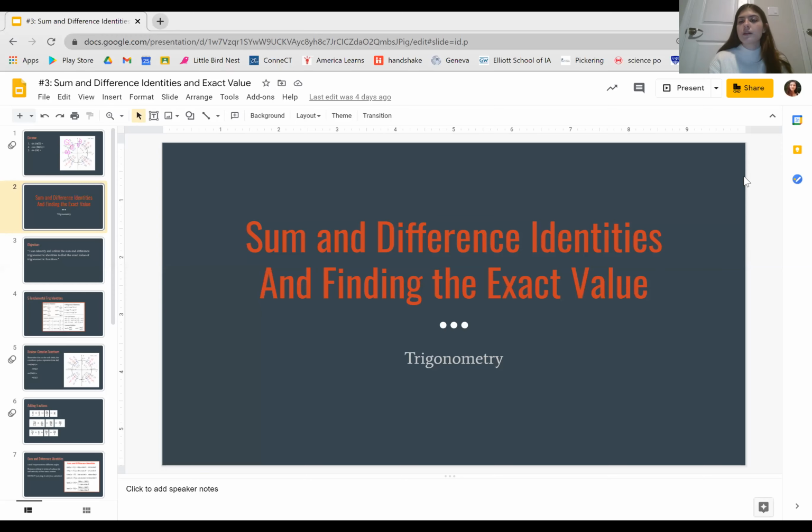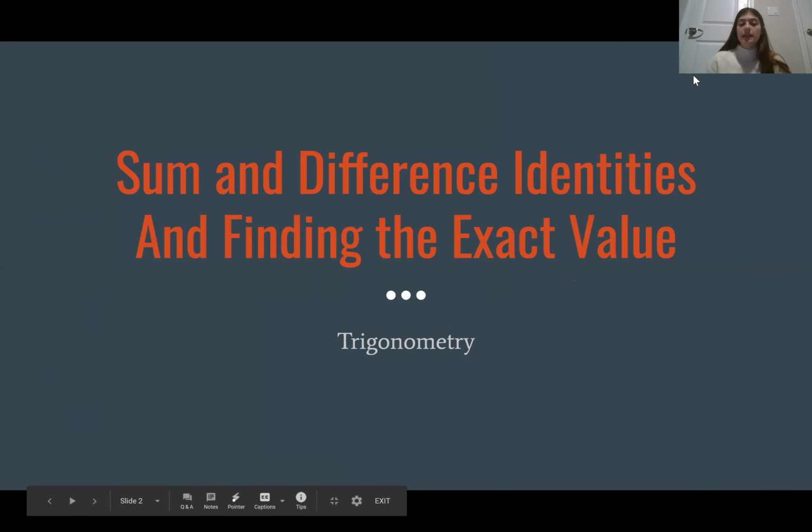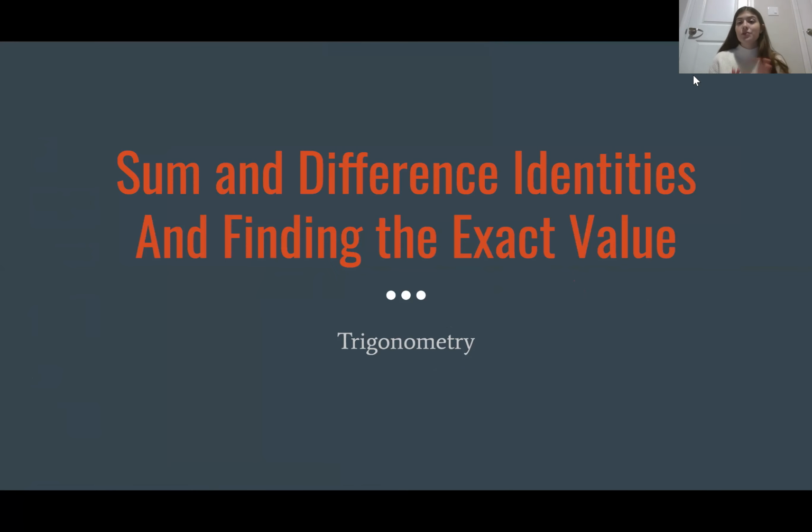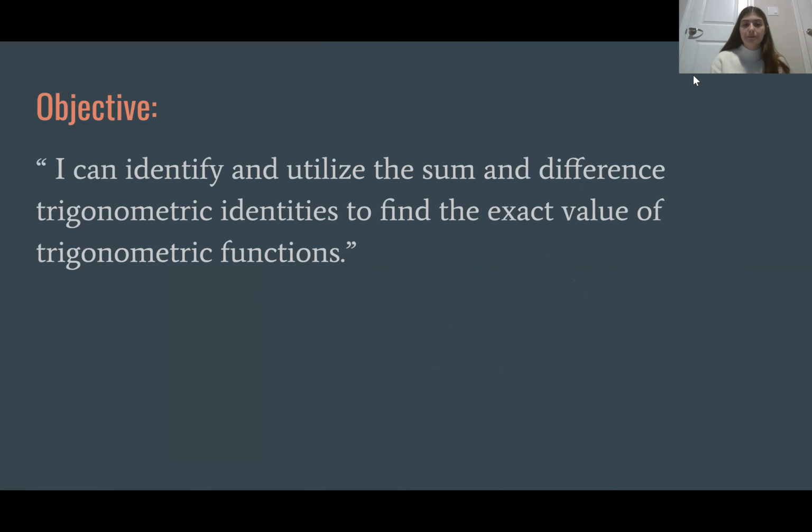All right, so just to briefly overview what we've gone over so far, PowerPoint number 1, we talked about the 5 types of fundamental trig identities. PowerPoint number 2, we started taking a look at verifying trig identities, right? Okay, so let me share my screen and let's move on to PowerPoint number 3. So now we're going to be taking a look at the sum and difference identities and also finding the exact value using these identities, right?